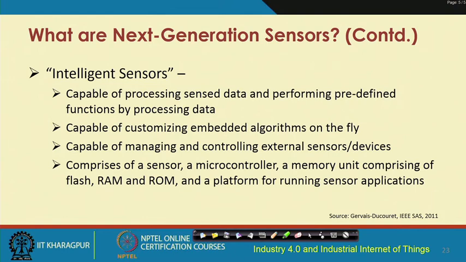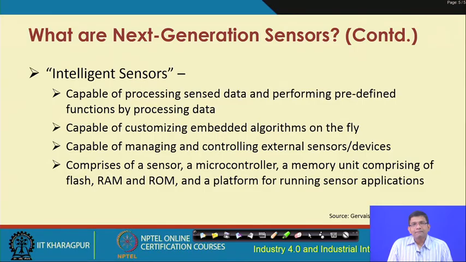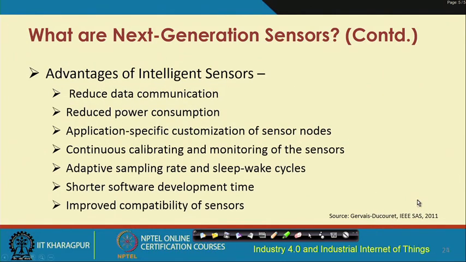So, these intelligent sensors are capable of processing sensed data and performing predefined functions by processing the data. They are capable of customizing embedded algorithms on the fly, unlike the smart sensors which were not able to do so. They are capable of managing and controlling external sensors and devices, and they would comprise a sensor, a microcontroller unit, a memory unit comprising flash, RAM, ROM, and a platform for running different sensor applications.